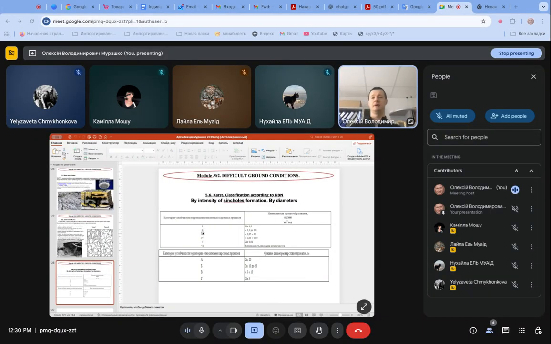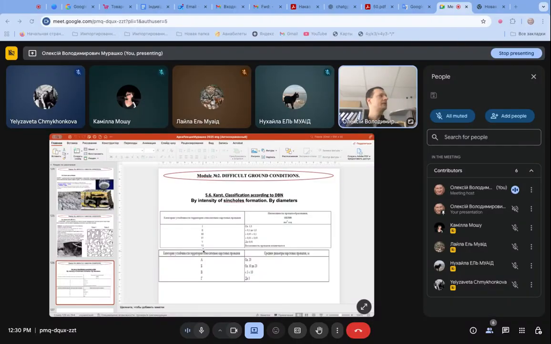Here we have six categories, and the category is not as simple as we discussed it in the case of, for example, undermined areas. Here, this classification is connected with the amount of sinkholes, because we also have two types of classification.